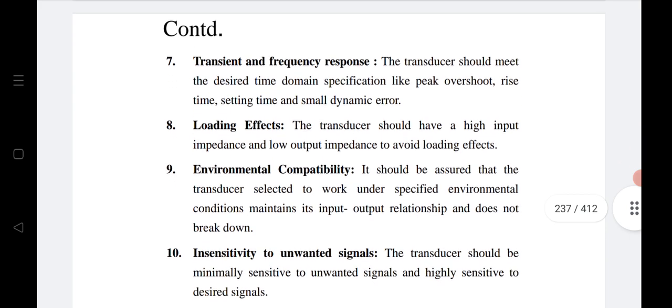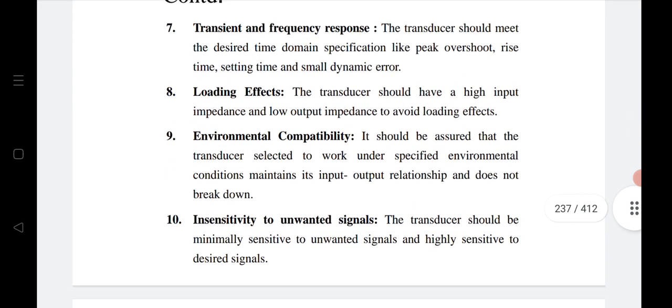What is the next characteristic? The next selection feature is transient and frequency response. The transducer should meet the desired time domain specifications like peak overshoot, rise time, settling time, and small dynamic error.